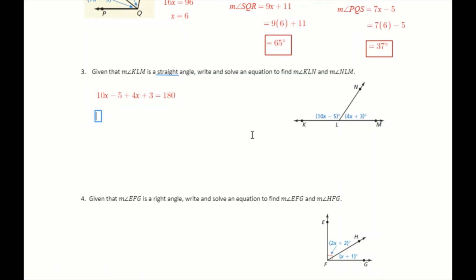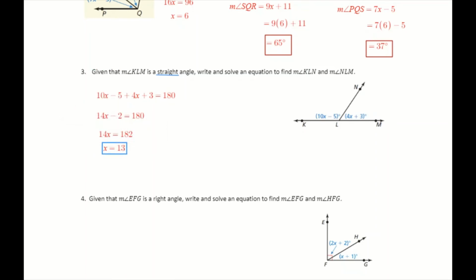If I combine my like terms, I get 14x minus 2 equals 180. Adding 2 to both sides gives me 14x equals 178. And then dividing both sides, oh wait, no it doesn't. I have to add 2, not subtract 2. What am I doing here? That'd be 182. My bad, y'all. Then if I divide both sides by 14, I get x equals 13.